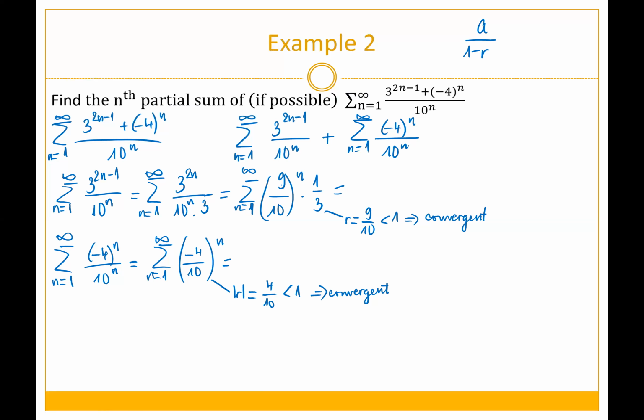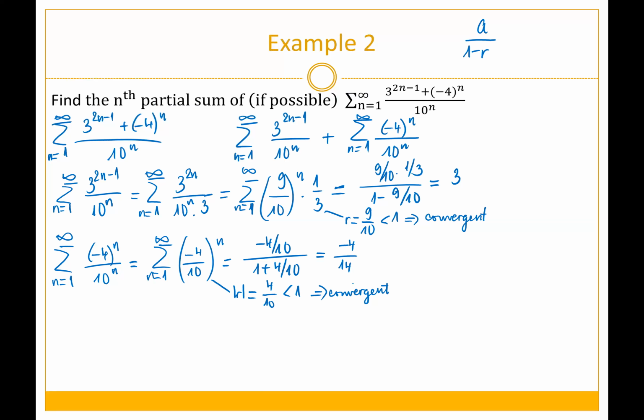So you plug in n equal to 1, and you're going to have 9 over 10 multiplied by 1/3, divided by 1 minus r, which is 9 over 10. So this is going to give us 3 over 10 divided by 1 over 10, which is 3. And then here you do the same thing. You plug in n equal to 1, which is the first term, and it gives us negative 4 over 10. 1 plus 4 over 10, because negative with negative is a plus. So we have negative 4 over 14.